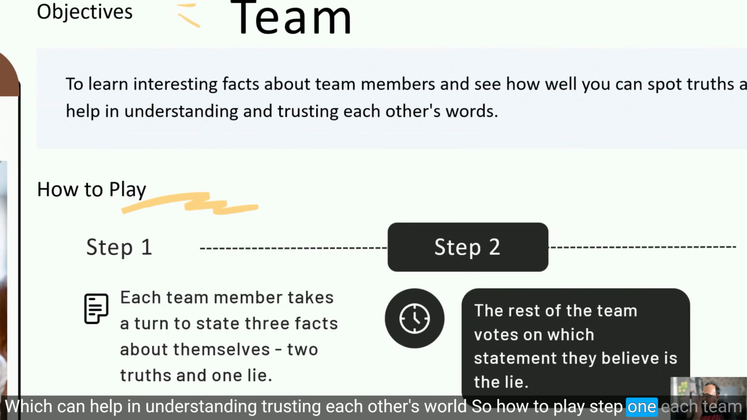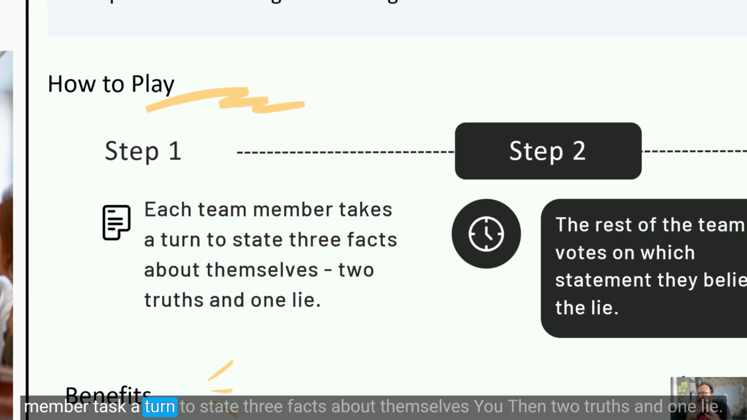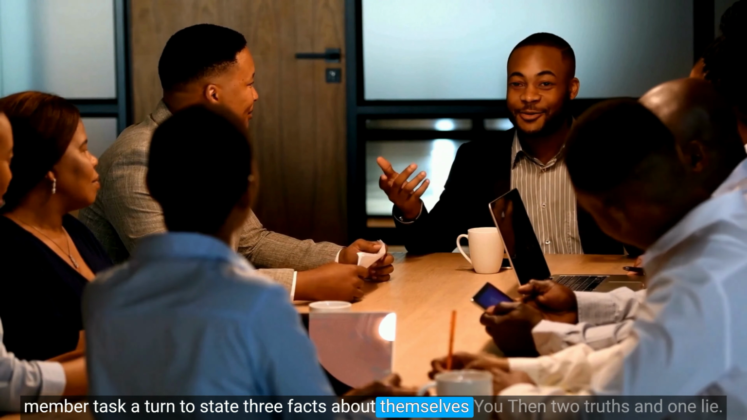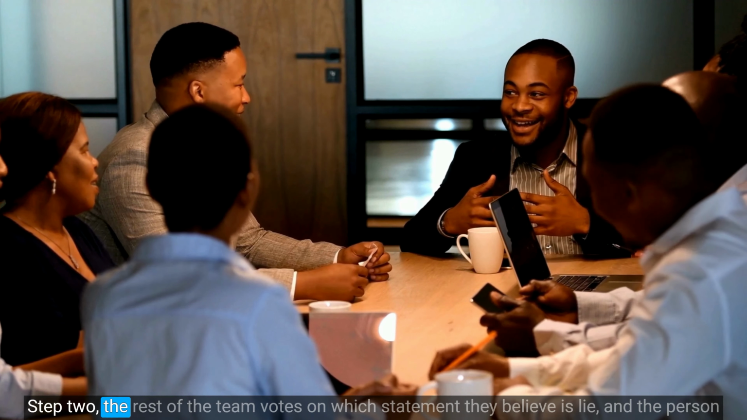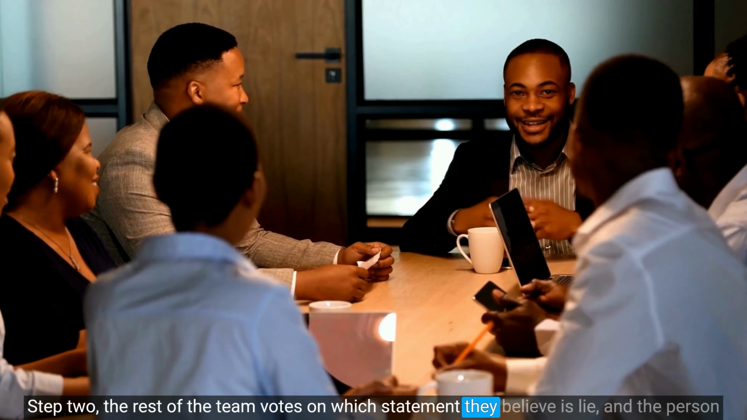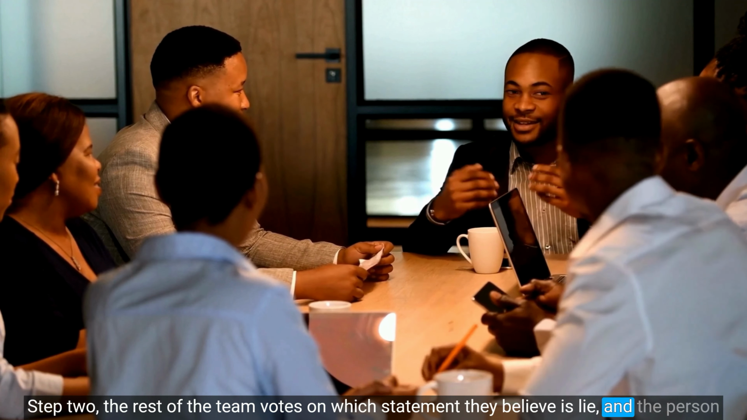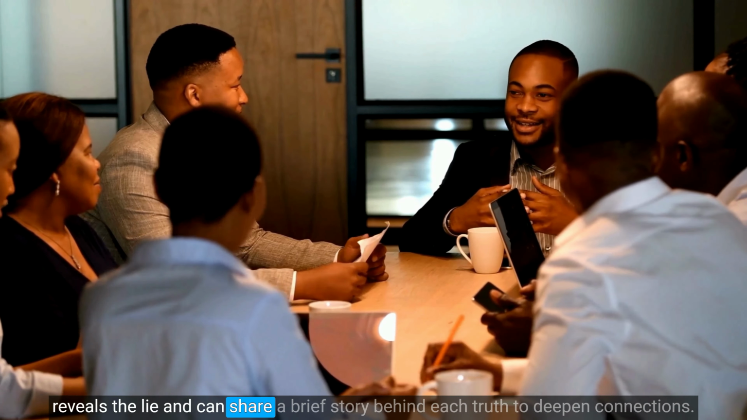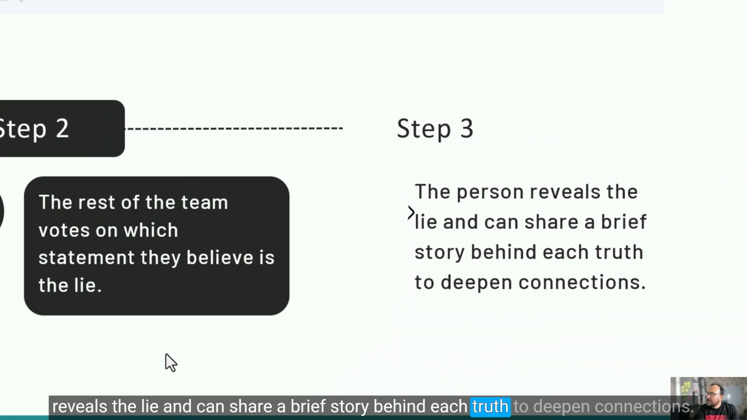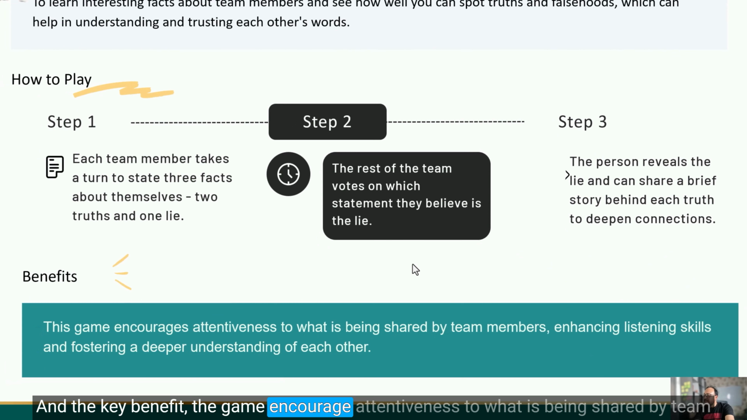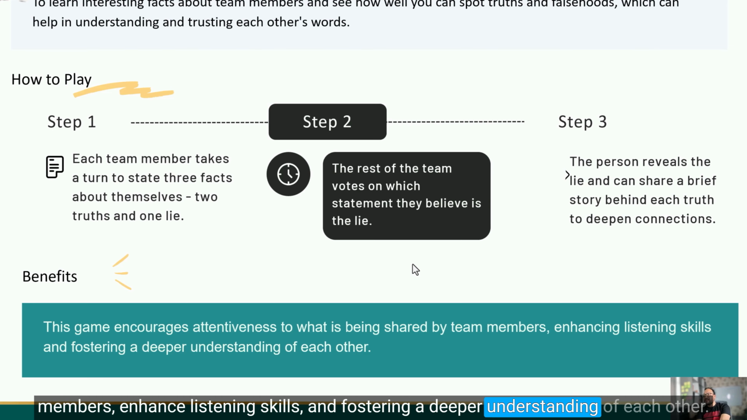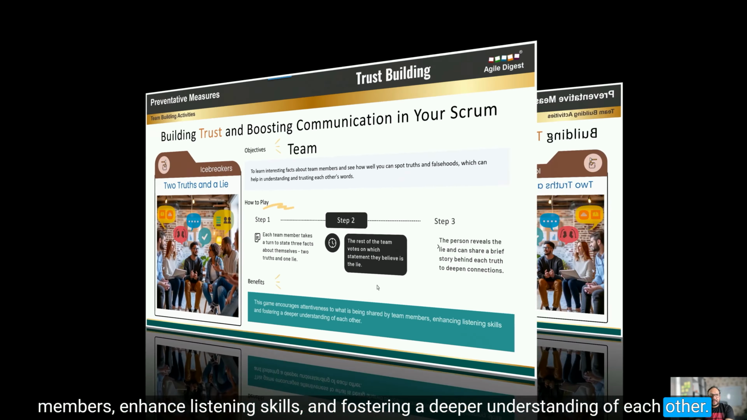So, how to play? Step one: each team member takes a turn to state three facts about themselves, two truths and one lie. Step two: the rest of the team votes on which statement they believe is the lie, and the person reveals the lie and can share a brief story behind each truth to deepen connections. The key benefit: the game encourages attentiveness to what is being shared by team members, enhances listening skills, and fosters deeper understanding of each other.